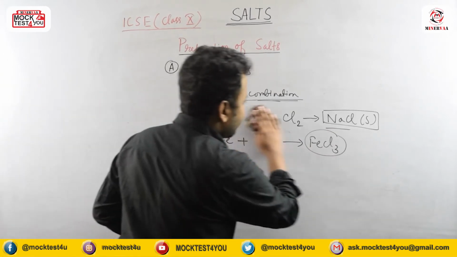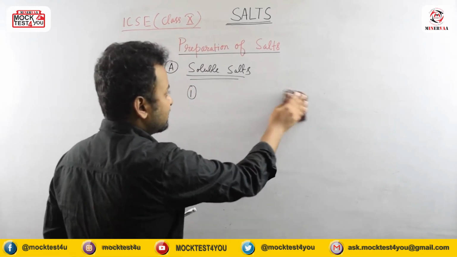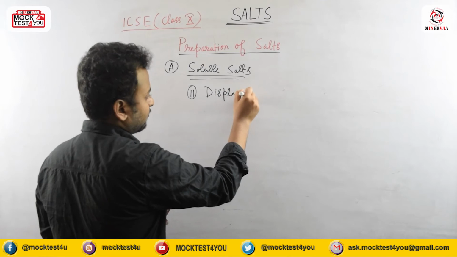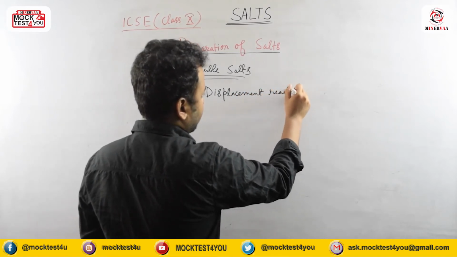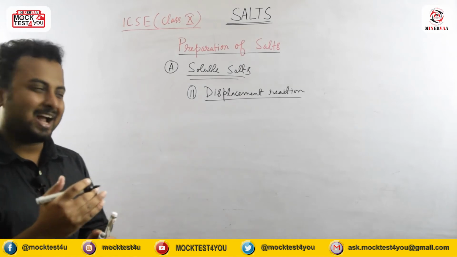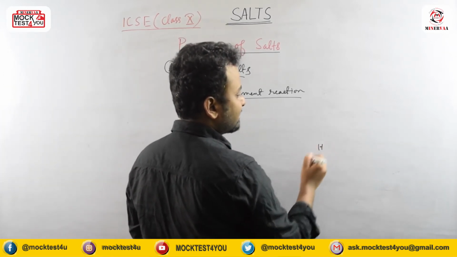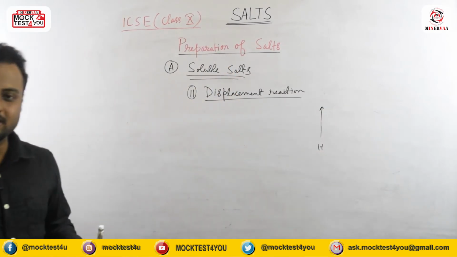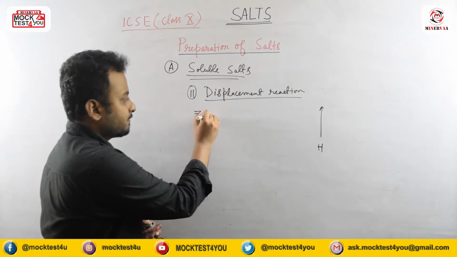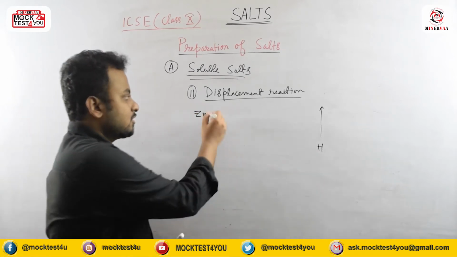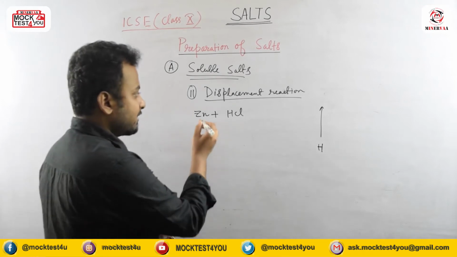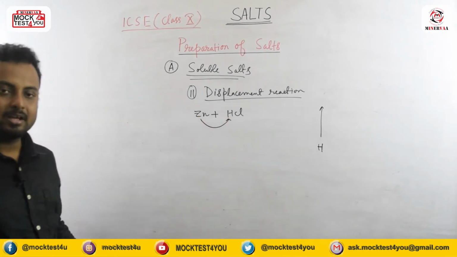The second method of reaction is displacement reaction. We all know the activity series. The metals which are above hydrogen in the activity series will be able to replace hydrogen from an acid. For example, zinc. Zinc is above hydrogen in the activity series. So if zinc is reacting with HCl, what will happen? Zinc will be able to take the place of H in HCl.